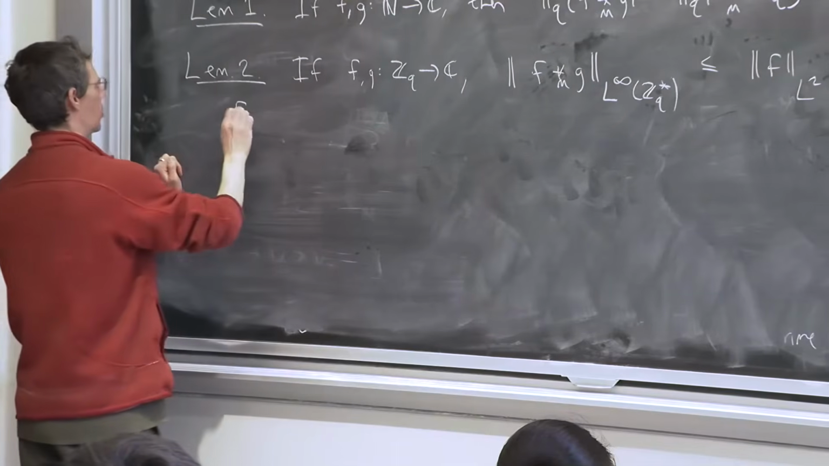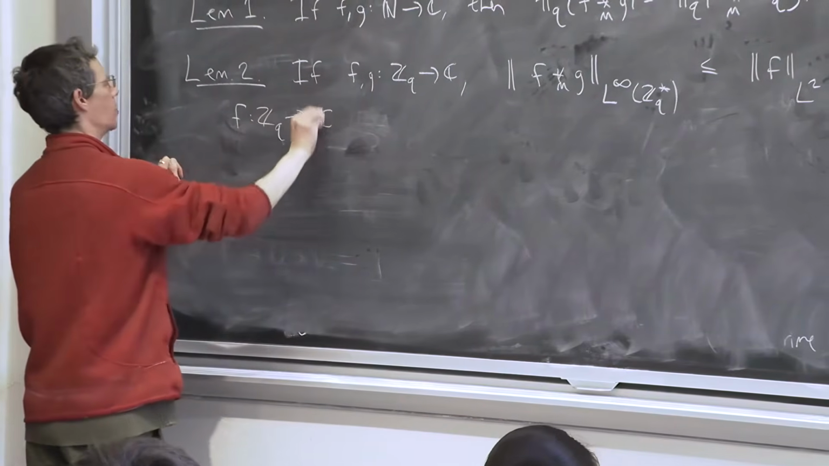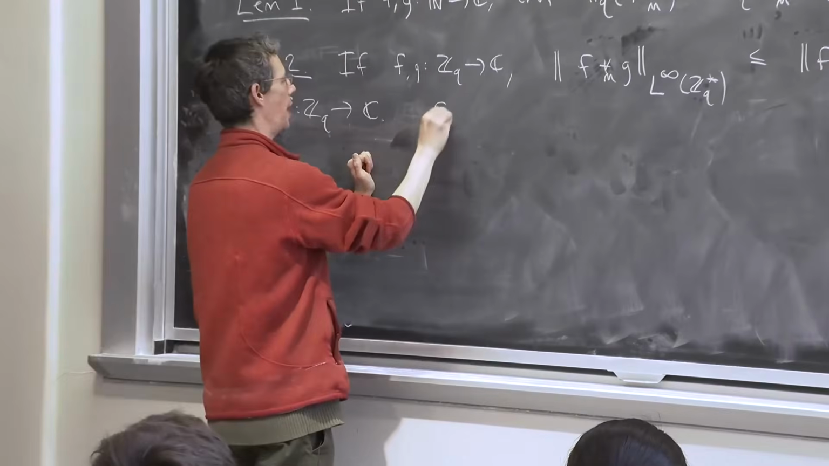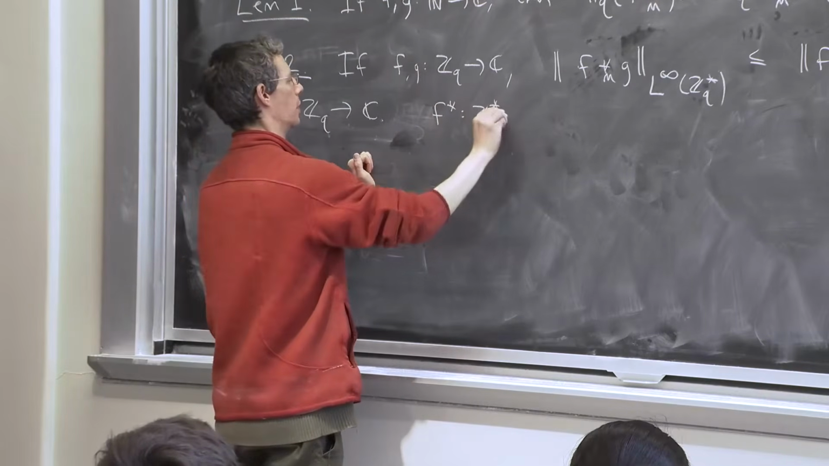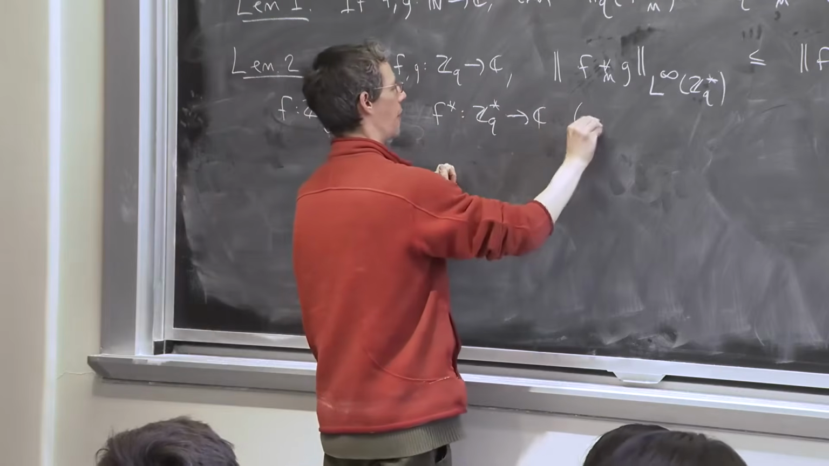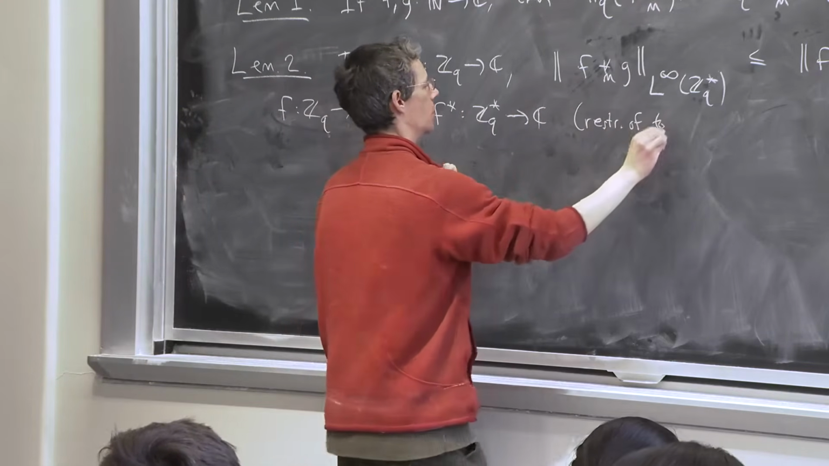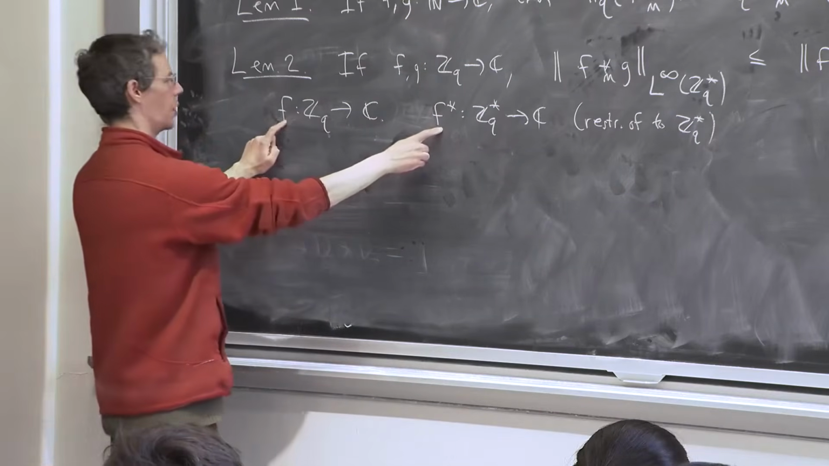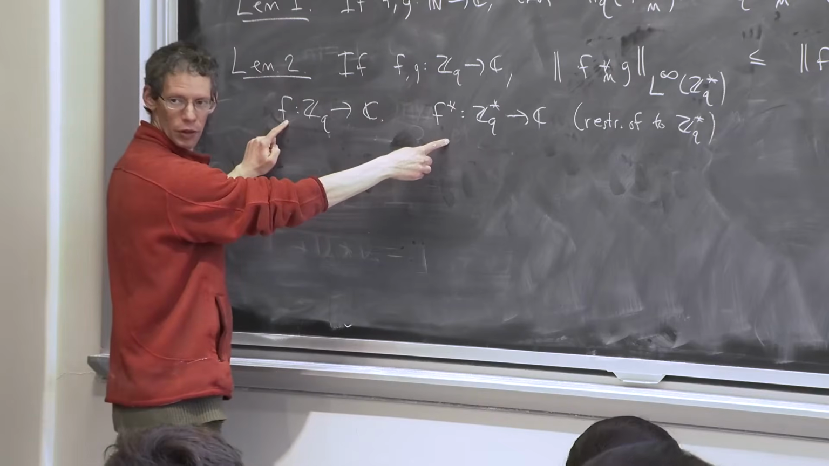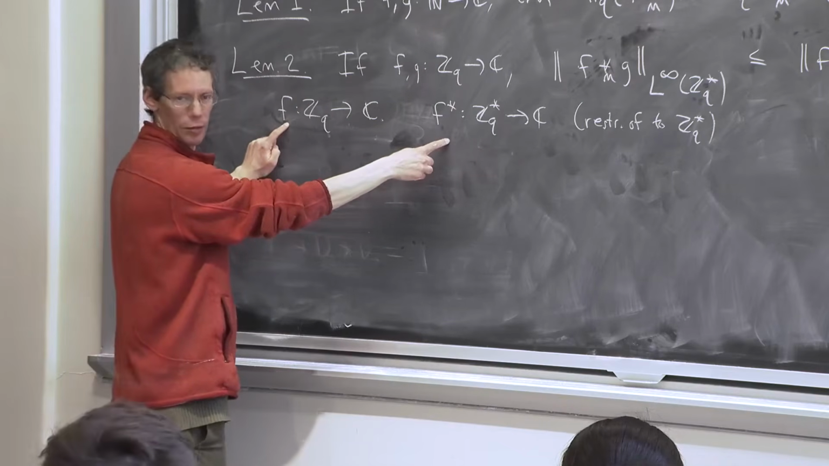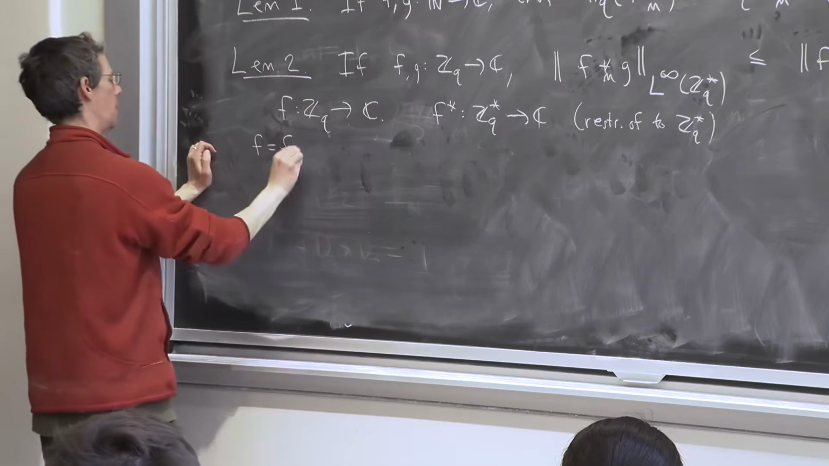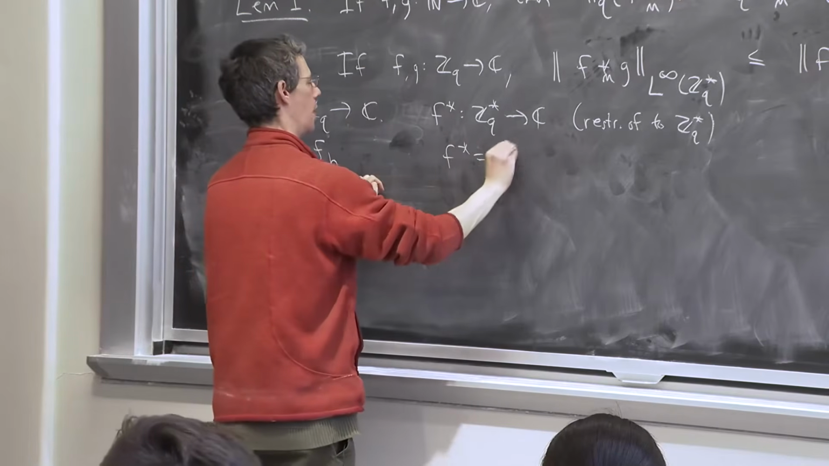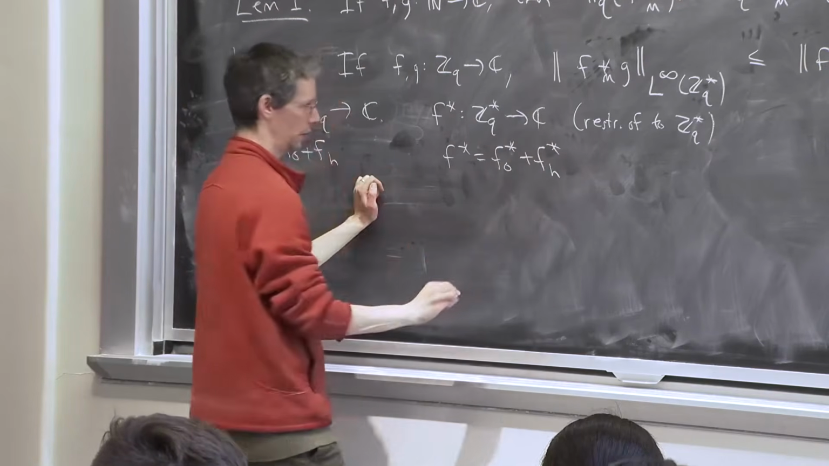So a little notation. Suppose I have a function f on Z_q. I might be interested in f just on Z_q star. So I'm going to call that f star. It's just the restriction of f to Z_q star. OK. Now I could split either one of these up into a constant part plus a leftover. But the constants would be slightly different. So f is f naught plus f high, and f star is f naught star plus f high star.